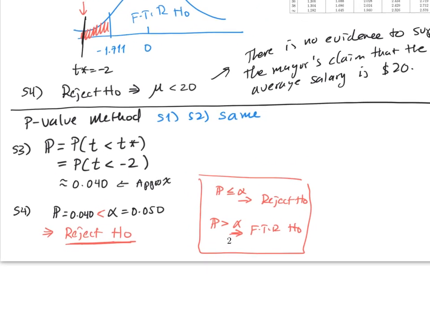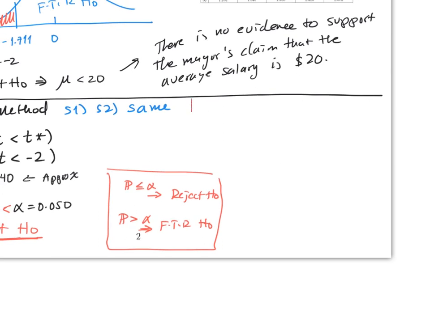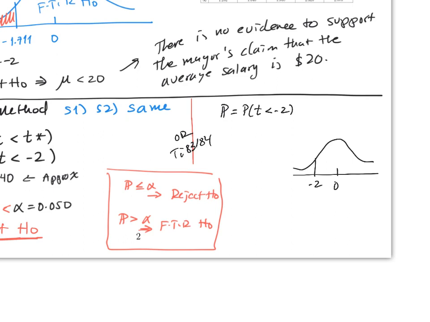Now, if you have a TI 83 or 84, you can also approximate the p-value by doing this. Remember, the p-value is still going to be the probability that t is less than -2. So then if you draw a graph, -2 is here. So this is the part you want. It's still the green area, but now you're using t.